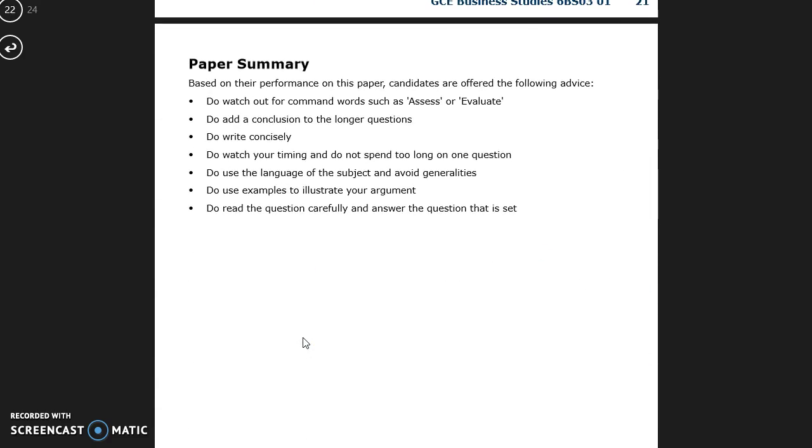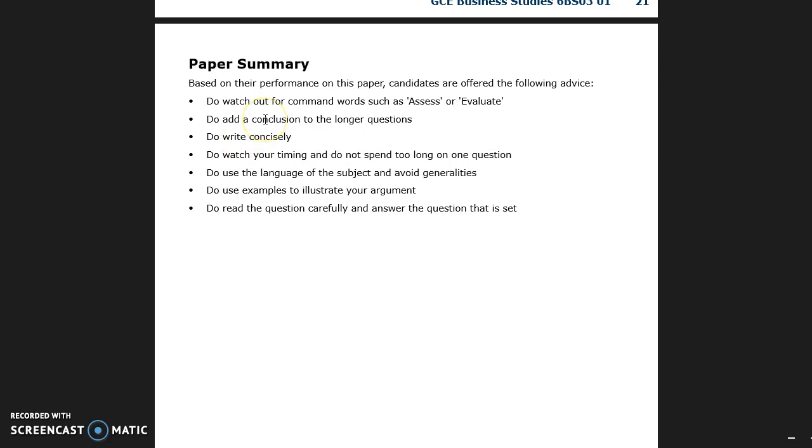So a little summary. Again, assess and evaluate. You should know your structure for that, your AO4. Look at both sides of the story. If you're running low on time, instead of giving 3 versus 3, give me 2 versus 2 or even 1 versus 1. Do it well, you'll get into level 4.